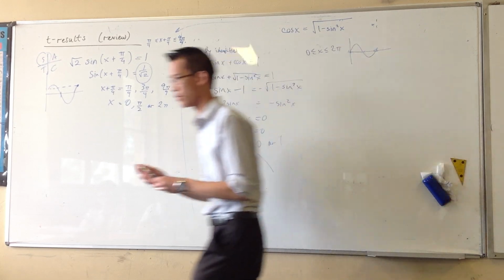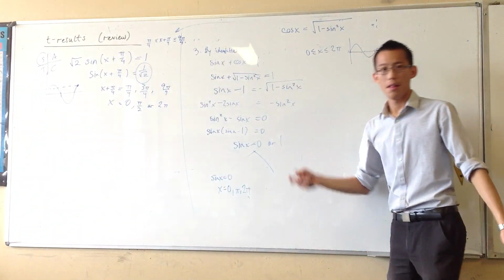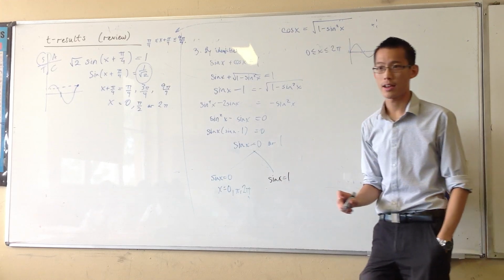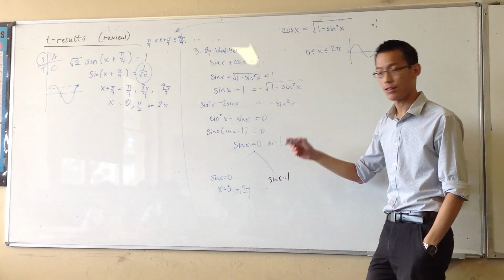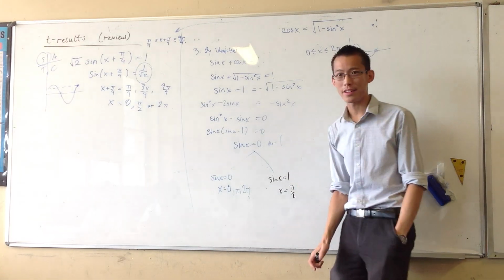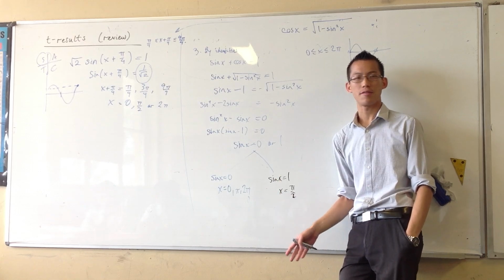Okay, I need a new pen. Hold on. Then you do the other part of it. Sine x is equal to 1. Okay, and that's an exact value. That's pi on 2.